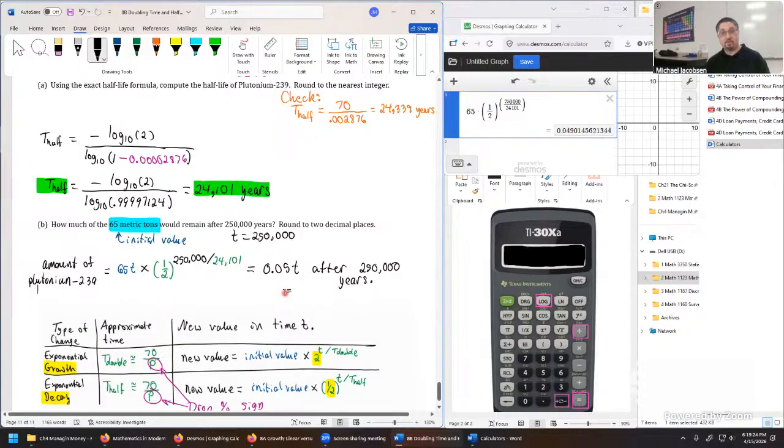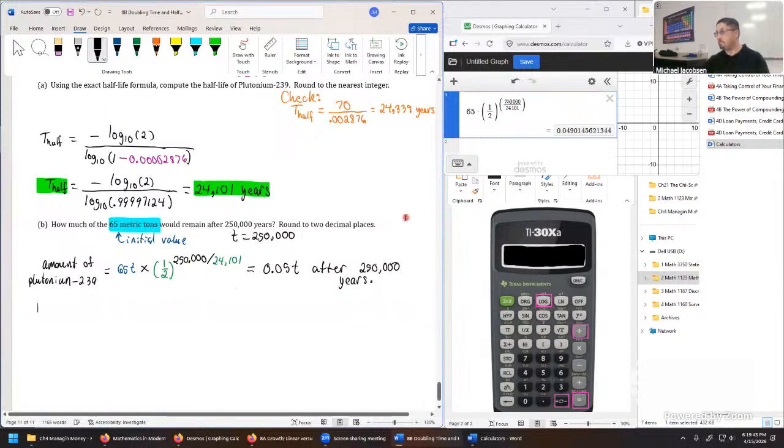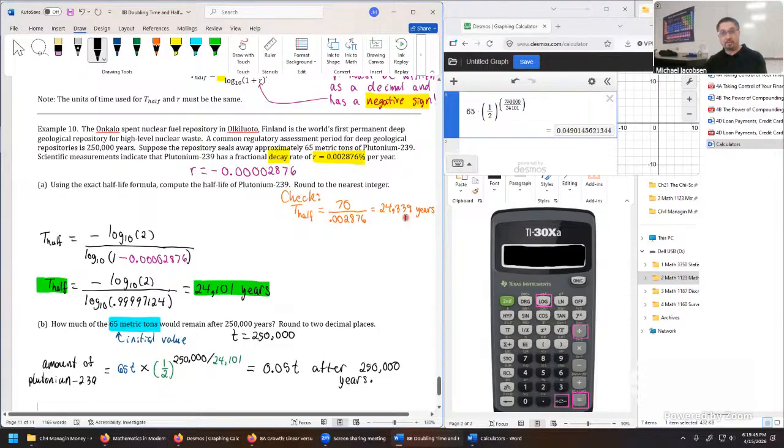Any questions or comments at all, folks, getting through this one? Or any issues with the calculator whatsoever, getting these values in? Okay, well, we got through it.